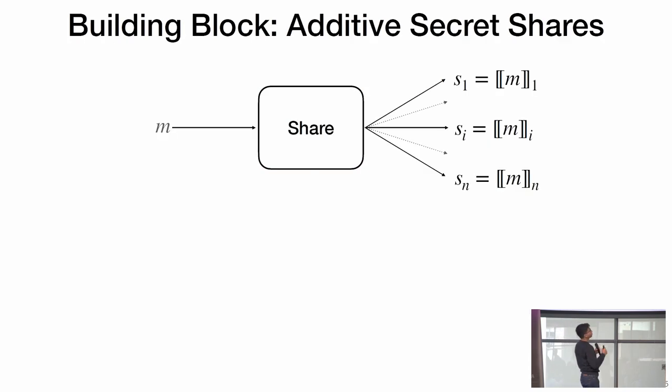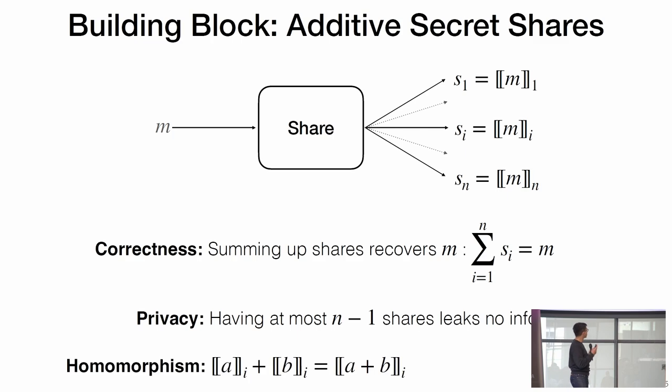The other building block that we'll be using before we dive in is this notion of additive secret shares. You might have heard of Shamir's secret sharing. This is a very simple version of that, which says that you can take your message and split it up into n chunks or shares, such that as long as you don't have all n of them, you don't leak any privacy. Even if you have at most n minus one of the secret shares for a given message, you can't learn any information at all about that message. On the other hand, if you have all n shares, you can combine all of them and get your message back.